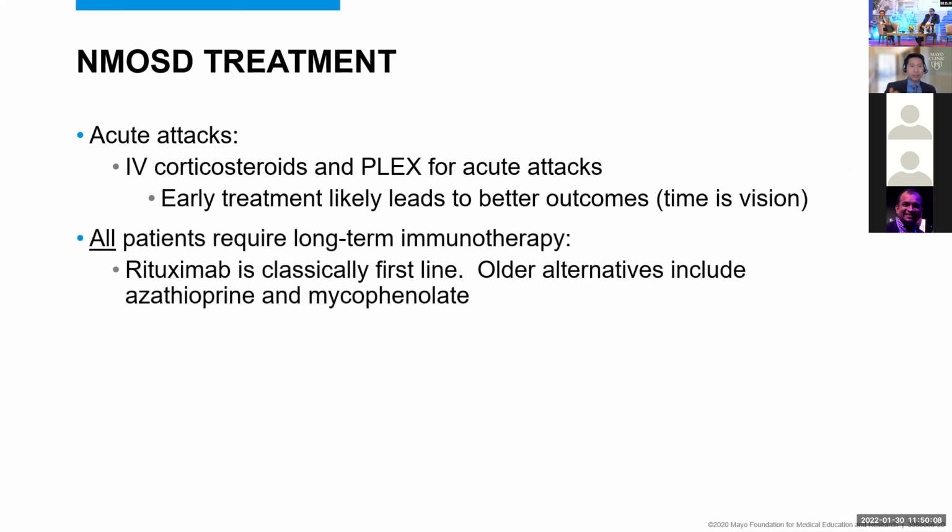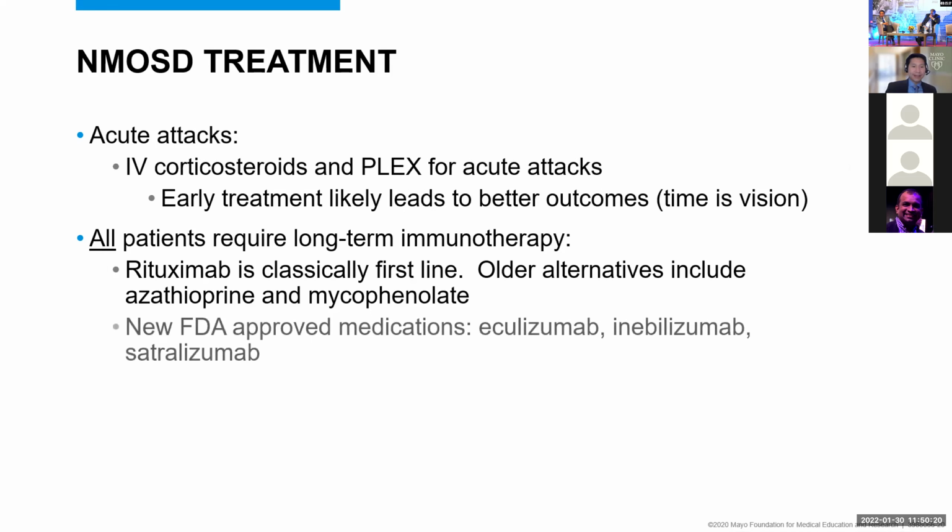Of course, it's important to diagnose patients with NMO because the long-term treatment is very different as well. As you all know, rituximab is classically the first line. Older alternatives include azathioprine and mycophenolate. And of course, now we have the new FDA-approved medications, eculizumab, inebilizumab, and satralizumab.